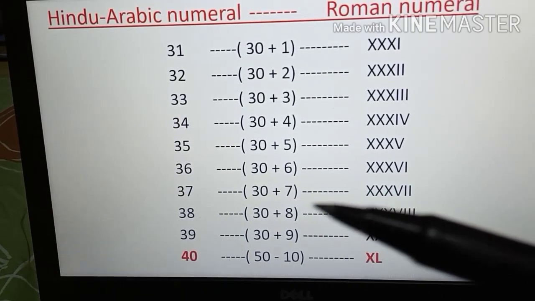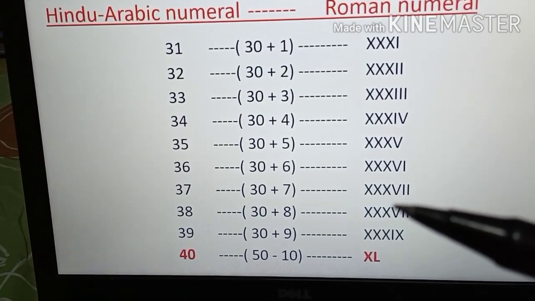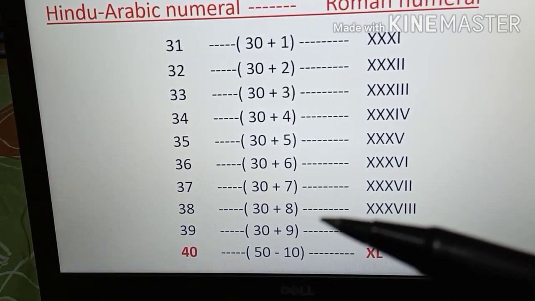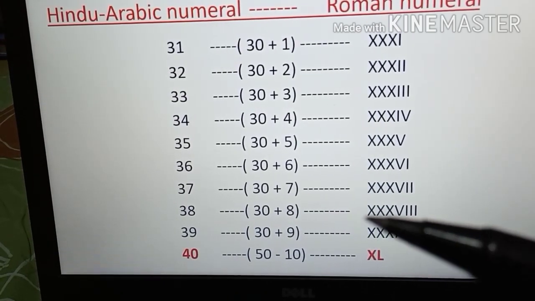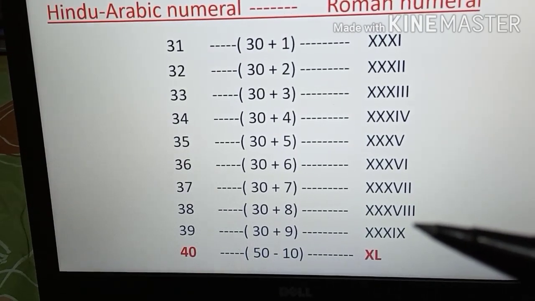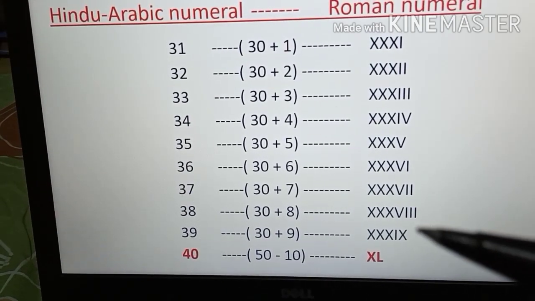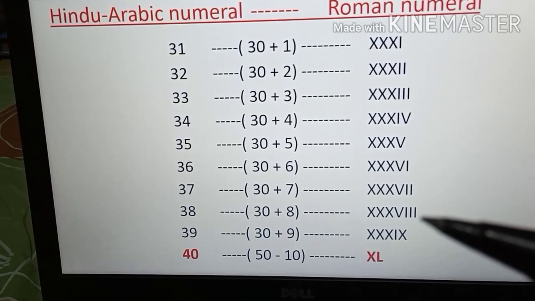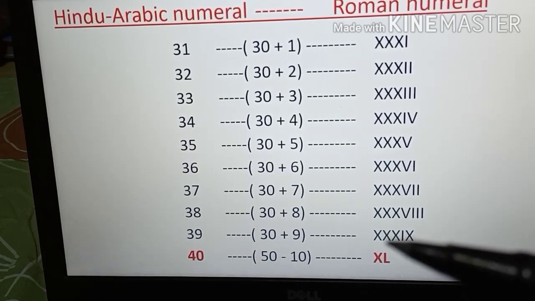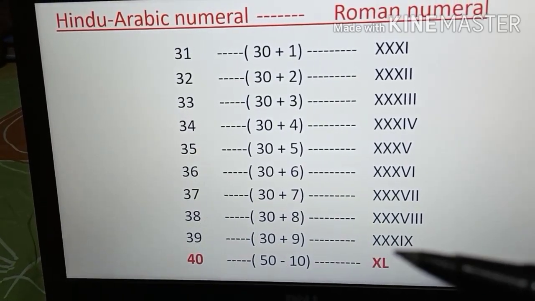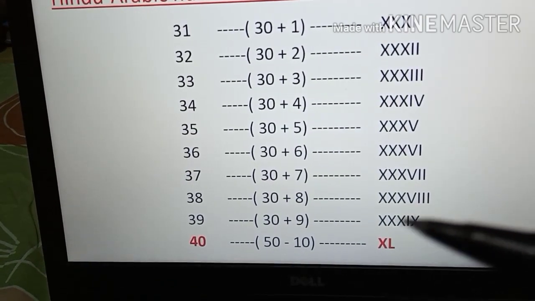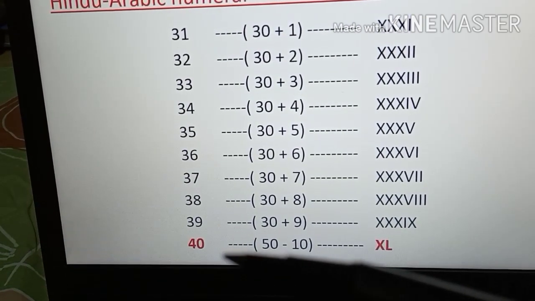37, 30 plus 7. XXX, 30, VII, that is 7, 37. Now 38, 30 plus 8. 30 is your XXX and 8 is your 5 plus 3, that is V and III, 38. Now 39, 30 plus 9. 30 is your XXX and how do we write 9? IX, that is 39. Okay. Now our next number is number 40.